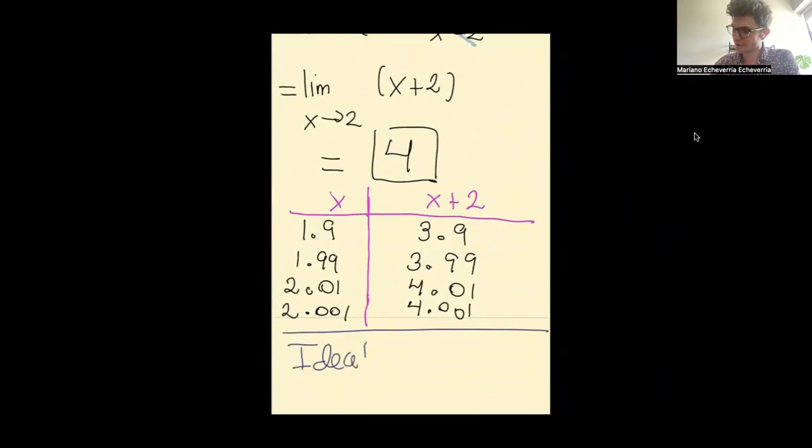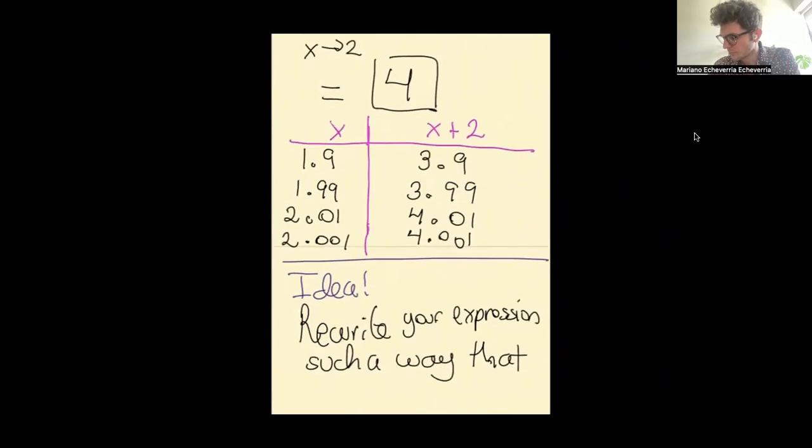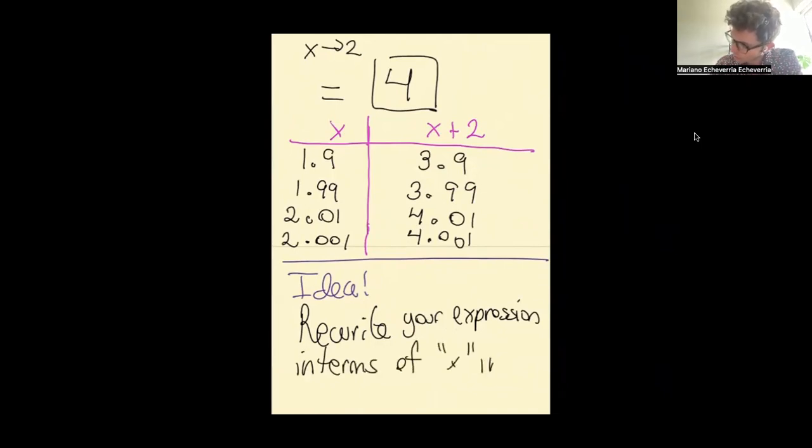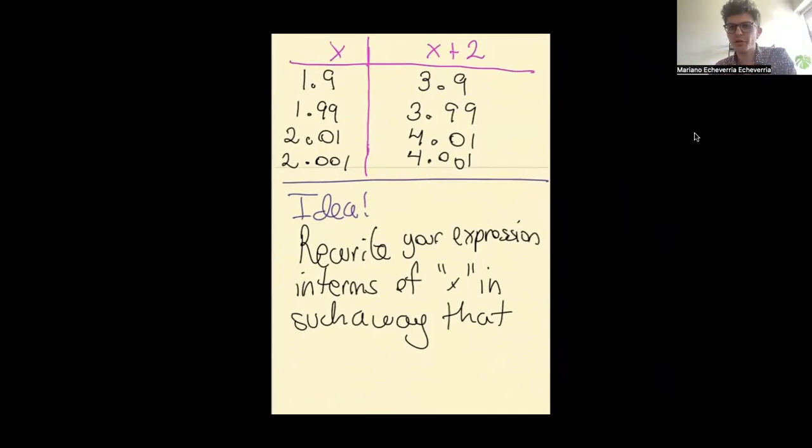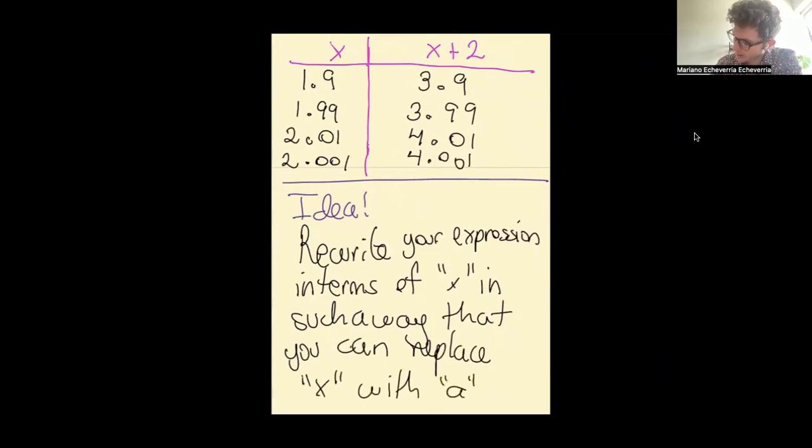So the idea is to try to rewrite f of x, rewrite your expression in terms of x, in such a way that you can replace x with a and get an actual number, a value.